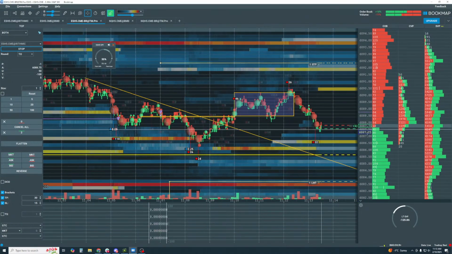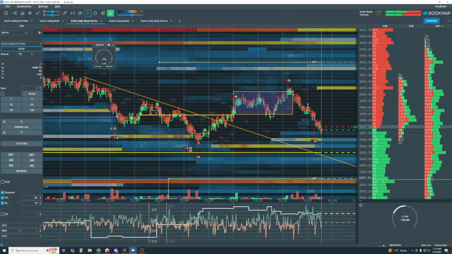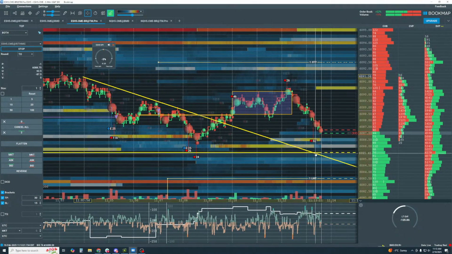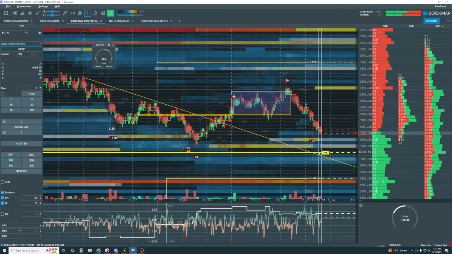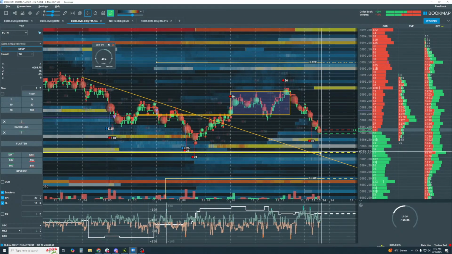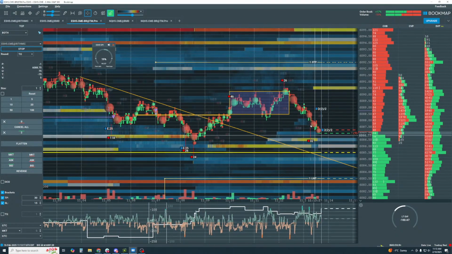Okay, so we put our take profit down here. Got a low volume node, and we've got liquidity here. But we're really looking for the move to the high volume node here at like 85.5.